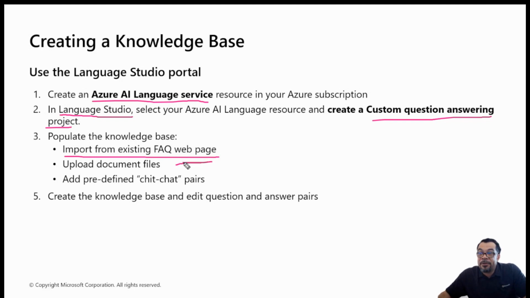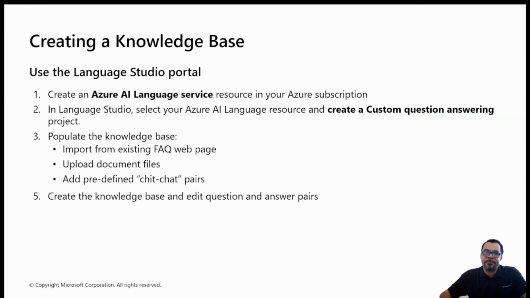You can also upload files, documents. So instead of a web page, you can upload documentation. And now when a user asks a question, it can query the documents to find the answer. And you can add what we call chit-chat pairs, which we'll talk about a little bit later here. So you create the knowledge base and edit the question and answer pairs. So this is the process that you're going to use, which you'll see in your demonstration.